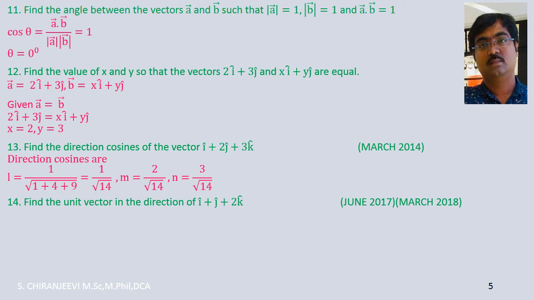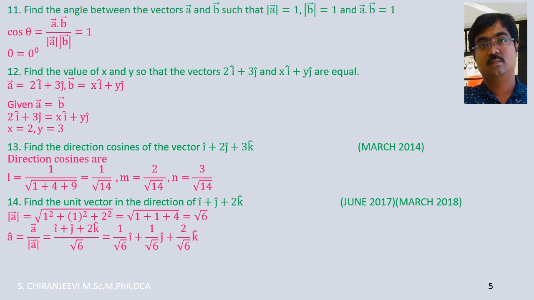14th one. Find the unit vector in the direction of i plus j plus 2k, asked in the year June 2017 and March 2018. Magnitude A equal to root of 1 square plus 1 square plus 2 square, which is root of 1 plus 1 plus 4, which is root 6. So unit vector A cap equal to vector A by magnitude A equal to i plus j plus 2k divided by root 6. If we split this, we get it as 1 by root 6 i plus 1 by root 6 j plus 2 by root 6 k.